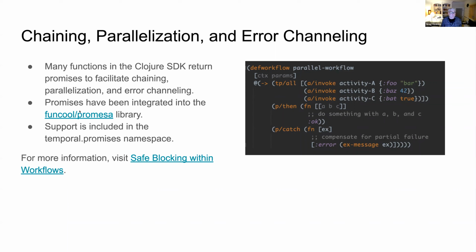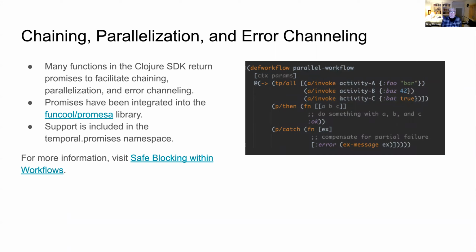So you'll see there's a temporal.promises namespace that has some of those utility functions and helpers. Actually, to that point, you can see here this TP all, which I didn't show my requires above, but TP is the temporal promise namespace and P is the Promesa namespace. So you can't use the Promesa all in race, you have to use the one I provided in the SDK. But overall, it is very much like a Promesa flow if you've ever used Promesa.